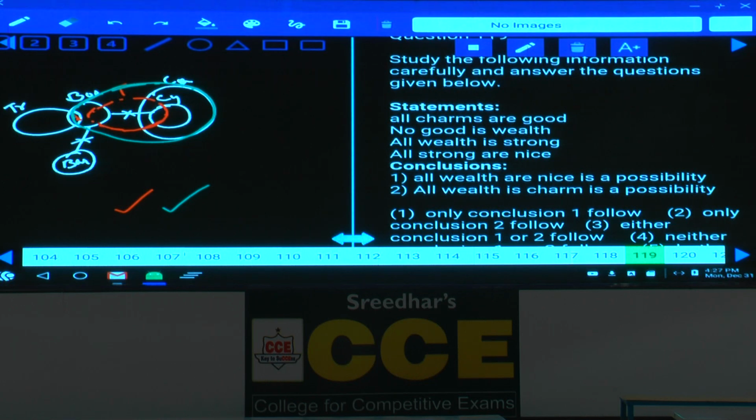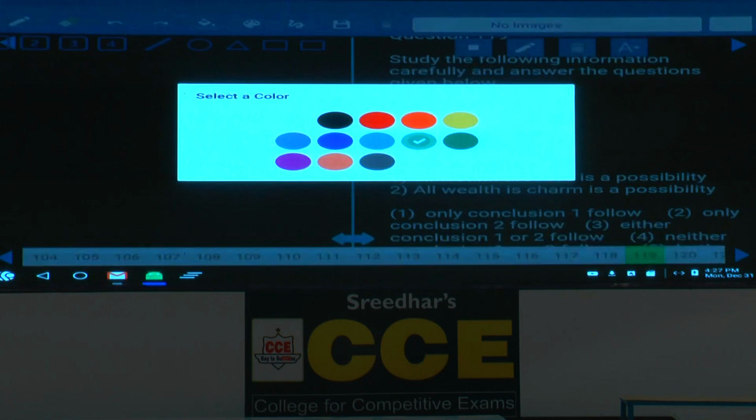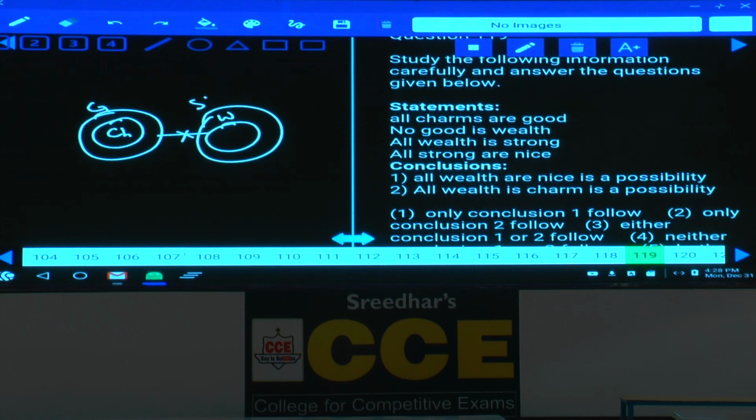Then question number 119. In this 119, all charms are good. All these charms are good can be written like this. All charms are good. No good is wealth can be written like this. And all wealth are strong. All wealth are strong. And all strong are nice. All strong are nice. Now this is the basic diagram here.